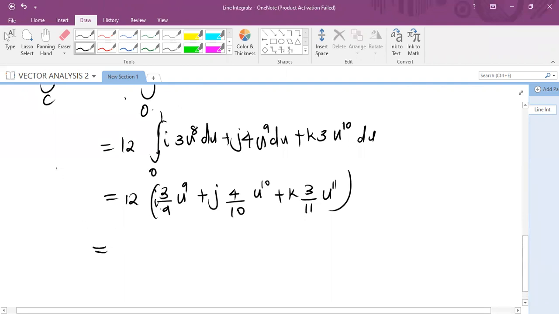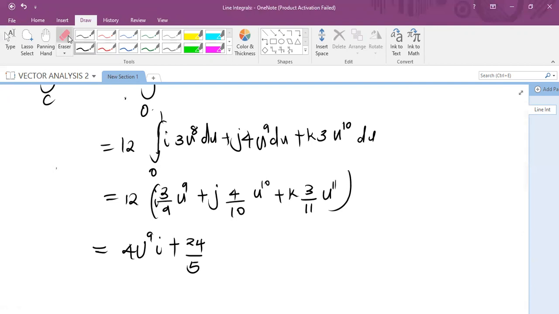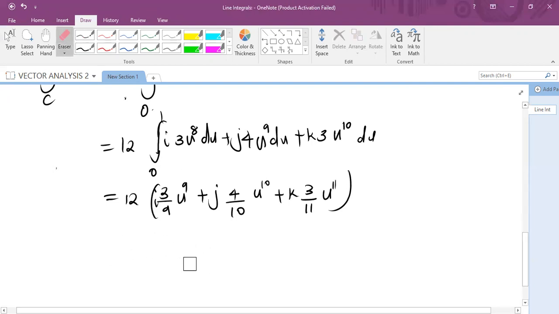This is equal to, multiplying by 12, 3 goes here, and 3 goes here. We'll have 4u raised to power 9 of i, plus, multiplying by 12 here and simplifying, this will be 24 over 5. Oh, wait a minute. We did not replace the ranges, guys. After integrating, we had the range here, from 0 to 1.